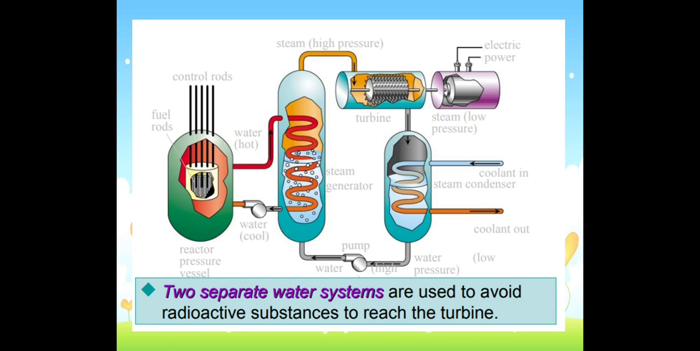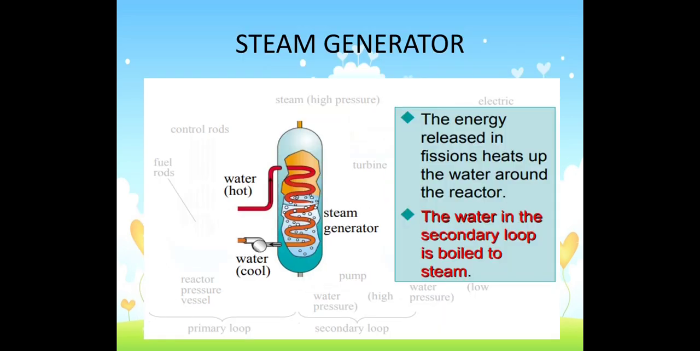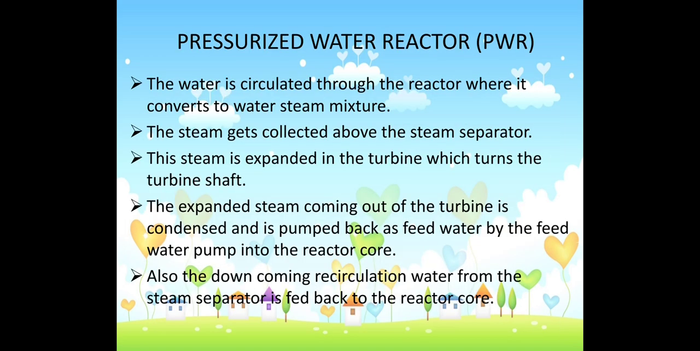We use two separate water systems because raw water contains soil or unwanted material and needs continuous filtration. That is why in this plant we use two separate water systems. It reduces the radioactive release to the atmosphere. The steam generator is also called the boiler.